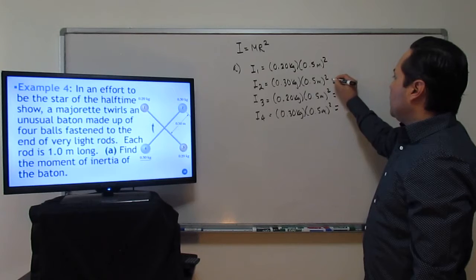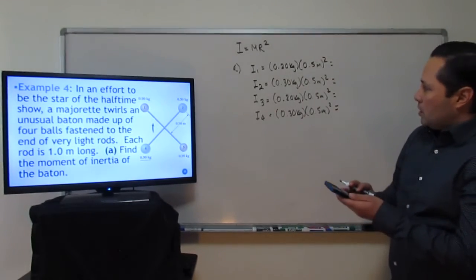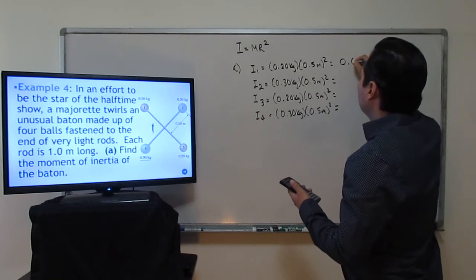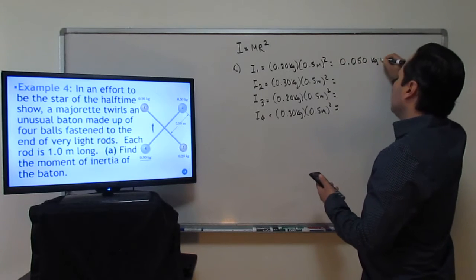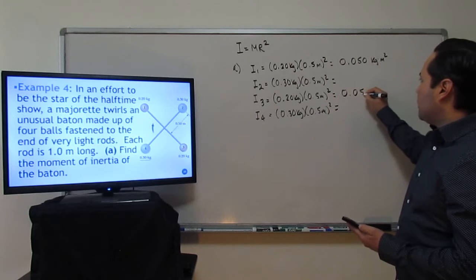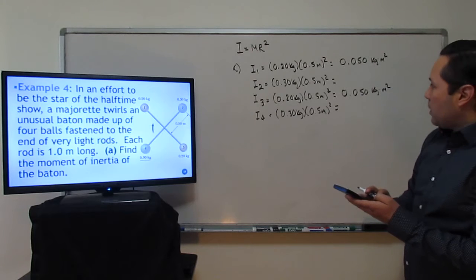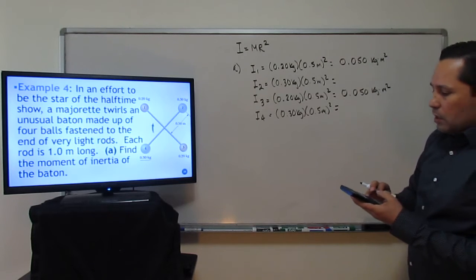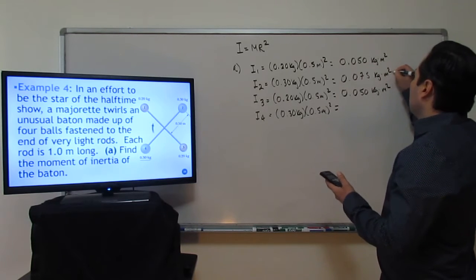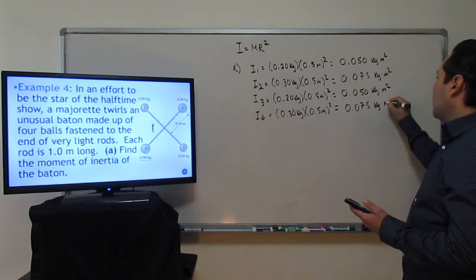Now we're going to plug these into the calculator and get our answer. All right, so for number 1, it's going to be 0.2 multiplied times 0.5 squared. It's going to be 0.05 kilograms times meters squared. Now that's going to match number 3 because it's the same mass and the same distance. So I just write that answer. And now number 2 is going to be 0.3 multiplied times 0.5 squared. That gives us 0.075, which also matches number 4, 0.075 kilograms times meters squared.